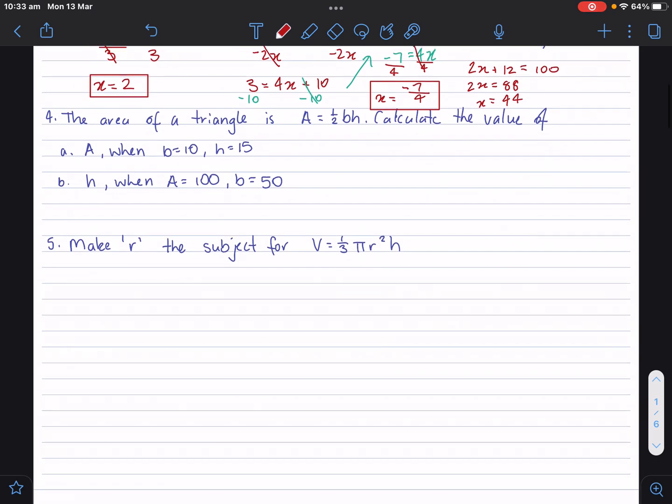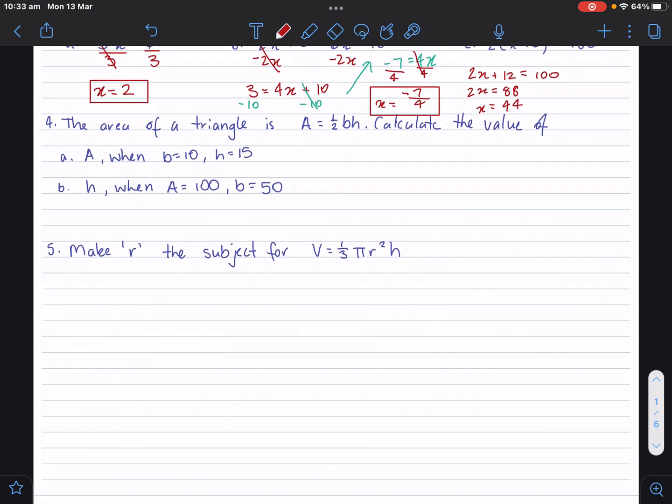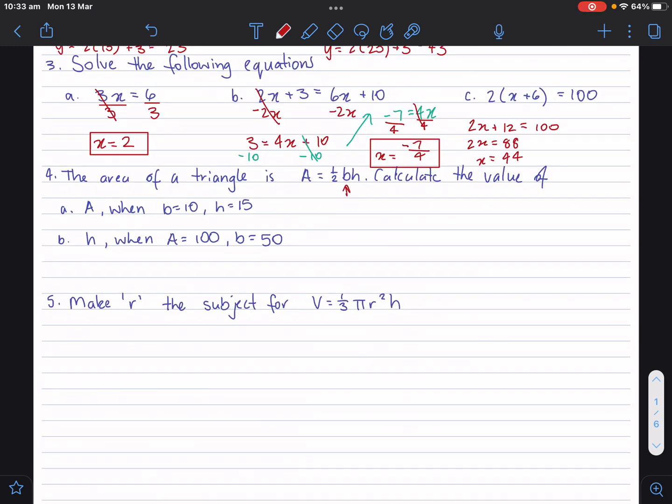Question 4. The area of a triangle is given by the formula A equals half BH. And this is a formula that you need to memorize. We know it. Calculate the value of A when B equals 10. So we're going to put 10 there. And H equals 15. So let's sub that into the formula. A equals half times 10 times 15. 10 times 15 is 150. 150 divided by 2 equals 75. I'm just going to write units squared because there's no units given.